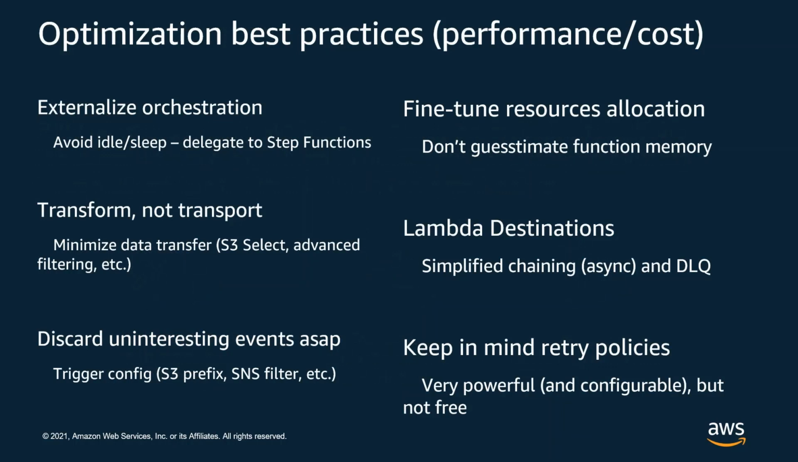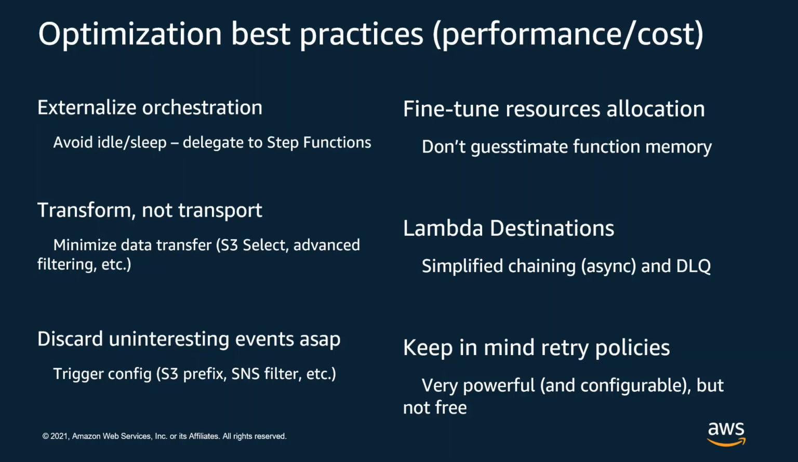When optimizing for performance and cost, it's a much better practice to externalize orchestration. Avoid having your Lambda functions waiting around for some process to finish. Use Step Functions to be the orchestrator for this kind of work, which also makes your applications more resilient. Think of Lambda as a service to transform data, not transport it. Rather use native service integrations or things like S3 Select to pull in only the data you need, and try to filter out data from triggers before they even get to Lambda to avoid Lambda functions running and then doing no work, or just doing work that filters something out.